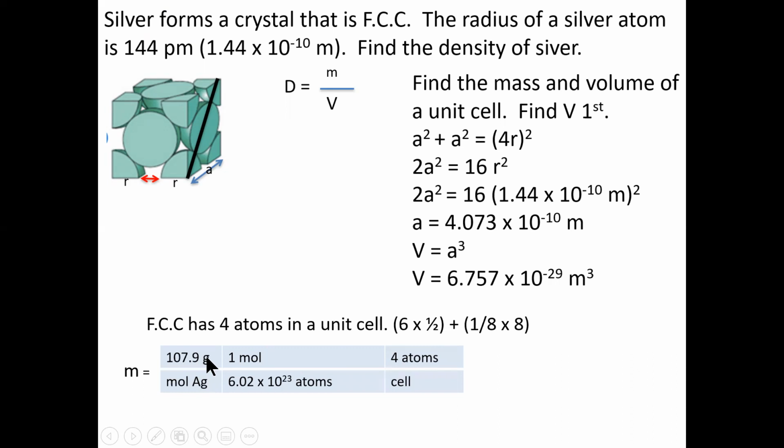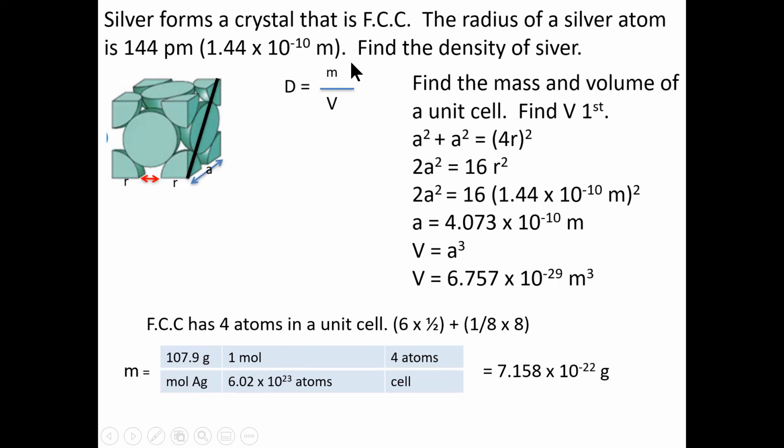So the mass of a single silver atom is 107.9 grams for every mole. We know that a mole is 6.02 times 10 to the 23 atoms, and we know there's 4 atoms in each of these cells. So when we do the math, we can cancel out our units, atoms cancel out, the moles cancel out, and we're left with the number of grams. There's the mass of those 4 atoms in the unit cell.